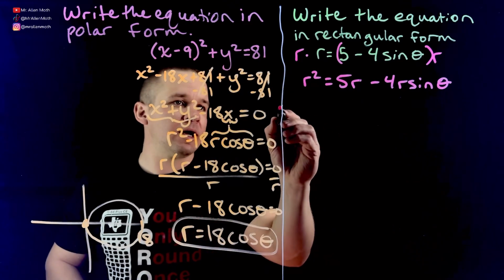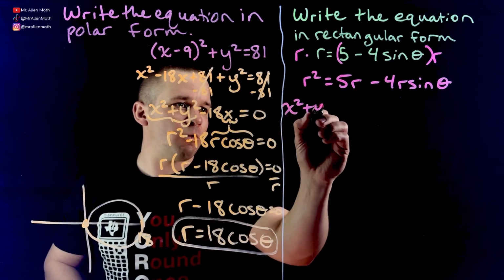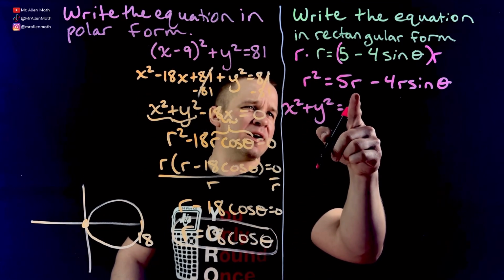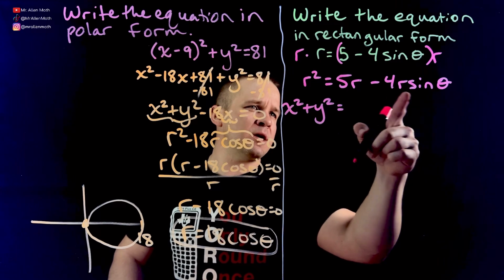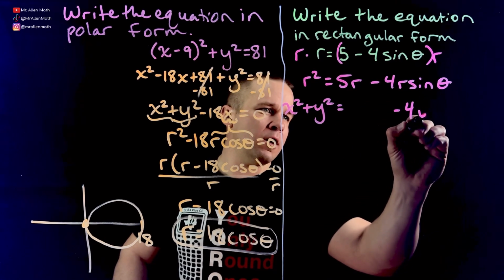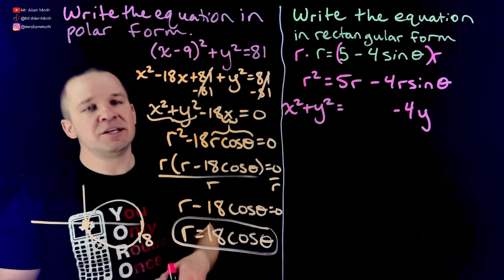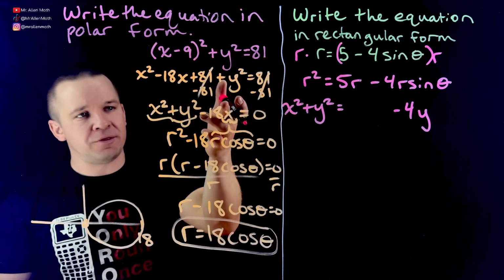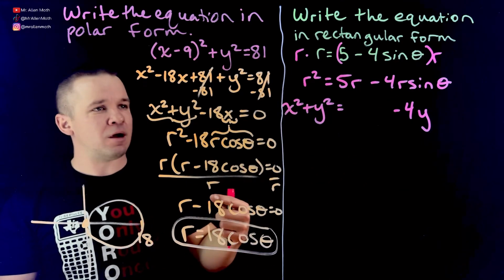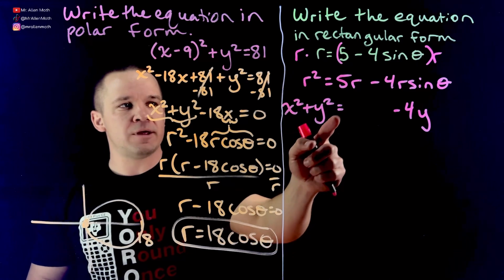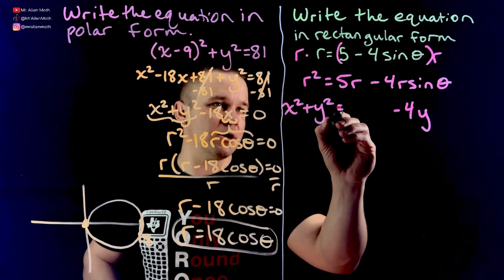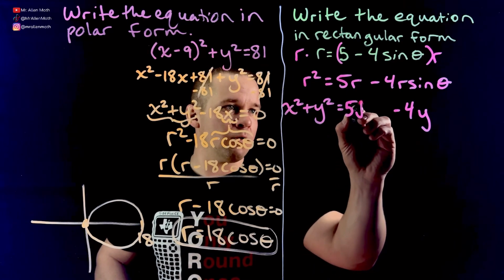Now over here, I know I could have x squared plus y squared. Then I'd have 5. Let's actually save that guy for a sec. Let's think about this one. This would be minus 4y, because r sine theta is equal to y, r cosine theta is equal to x. Back to this guy here. If r squared equals x squared plus y squared, then r would equal the square root of x squared plus y squared. So I can have 5 square root.